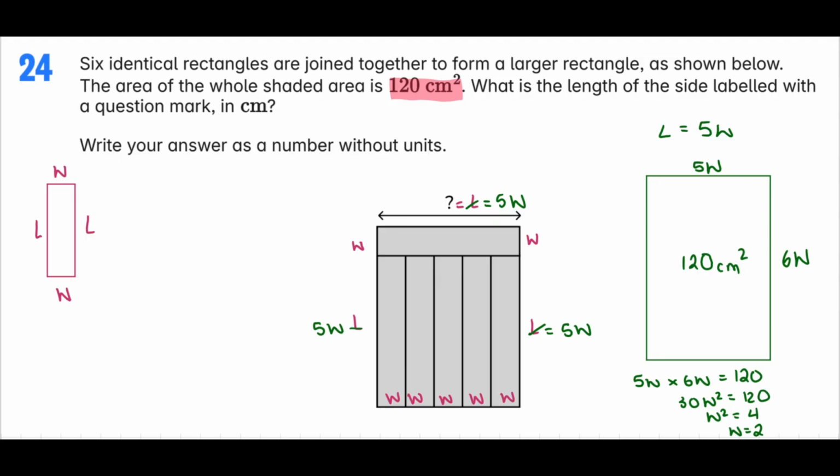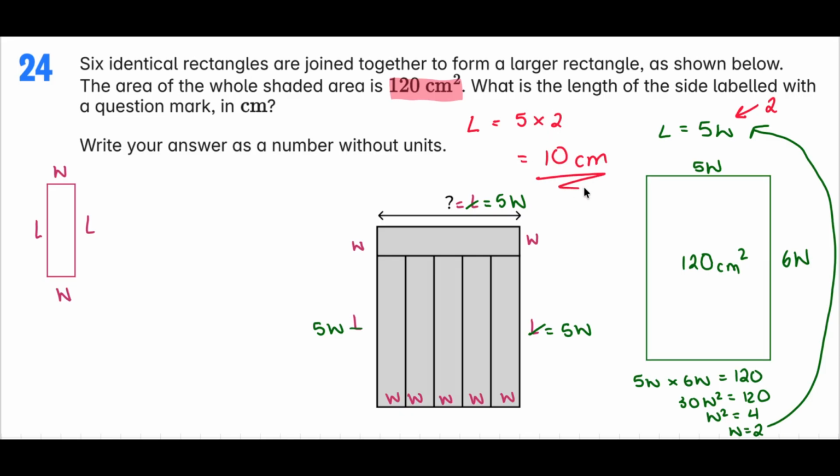Now, we can use our answer for W and put it back into our little notation up here to find our value of L. So if we replace W with our value of 2, we can find L. So L would equal 5 times 2, which would equal 10 centimeters.